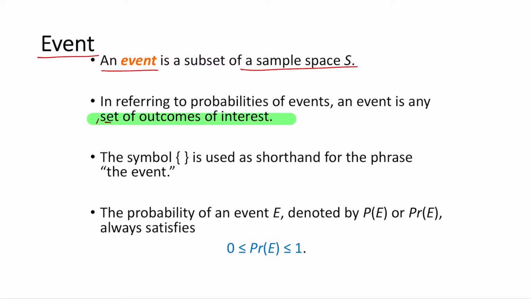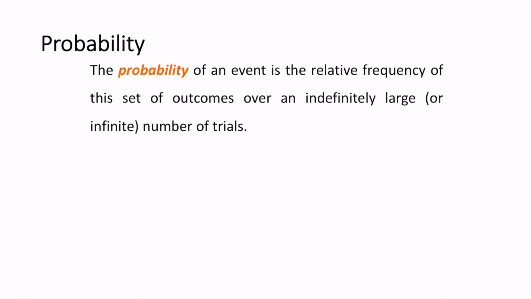So we use a shorthand notation of parentheses or brackets to represent the event. So we call this the event. The probability of any event must always be between 0 and 1. It cannot be less than 0 and cannot be greater than 1. So this is the main rule of probability: the probability of any event should always be between 0 and 1.